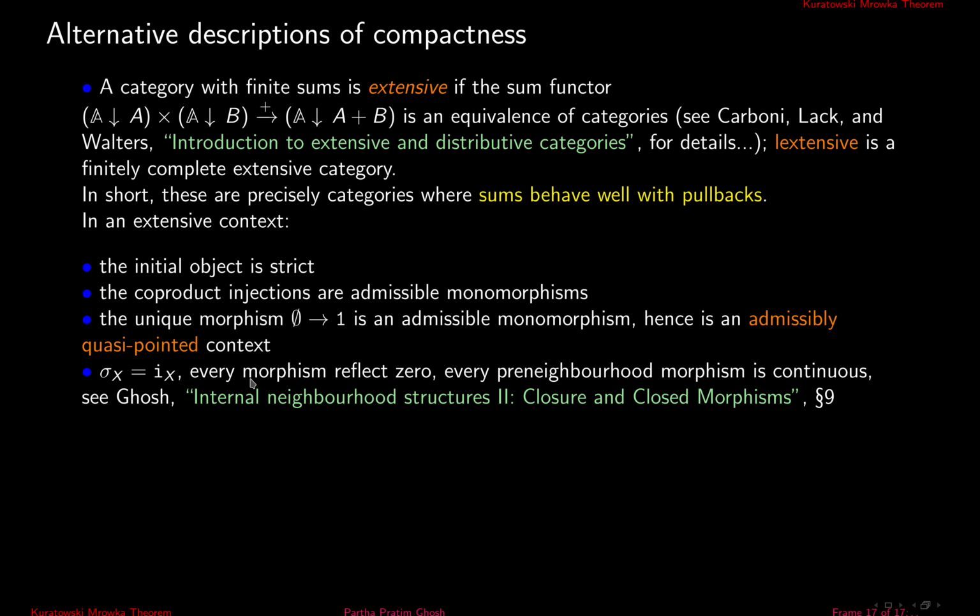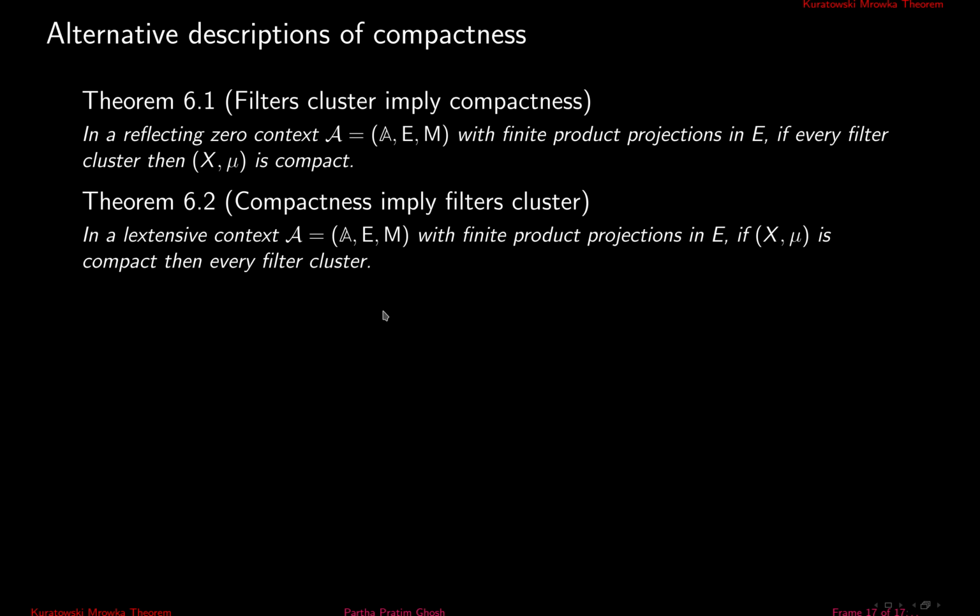Every morphism reflects zero. Every pre-neighborhood morphism is continuous. So an extensive context is a special case of this, and the second condition remains the same. The finite product projections are good epimorphisms. Then compactness implies that every filter is clustered.